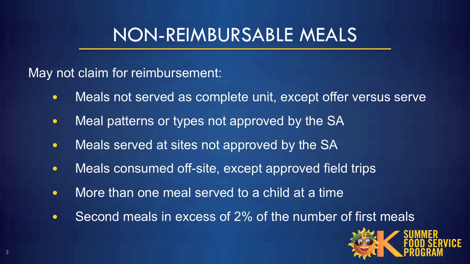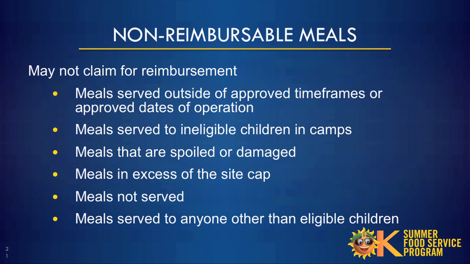Second meals in excess of 2% of the number of first meals served by type during the claiming period. Meals served outside of approved time frames or approved dates of operation. Meals served to ineligible children in camps. For example, those children not meeting the income eligibility guidelines for free or reduced price school meals. Meals that are spoiled or damaged. Meals in excess of the site's approved level of meal service, the site cap. Meals that were not served, or meals served to anyone other than eligible children.